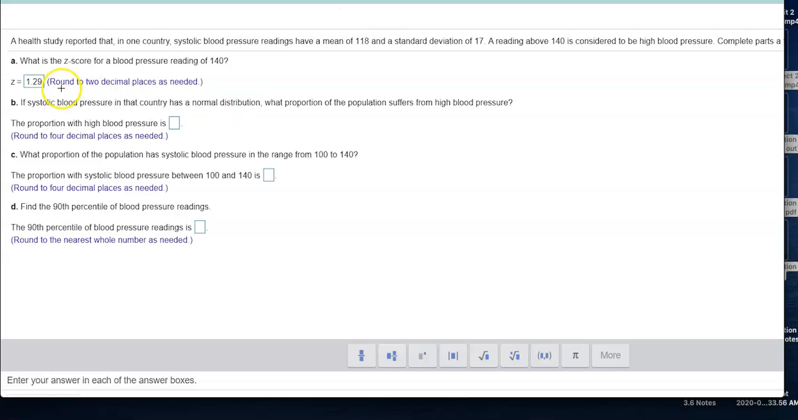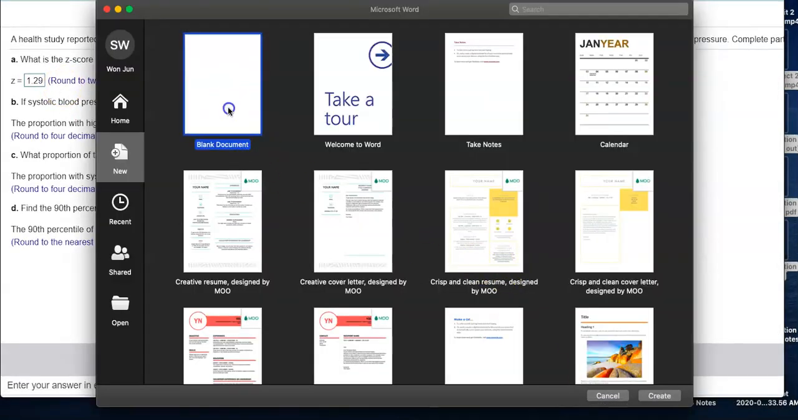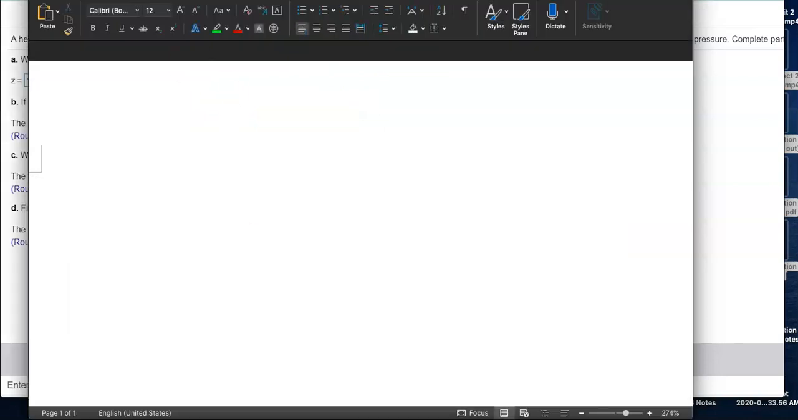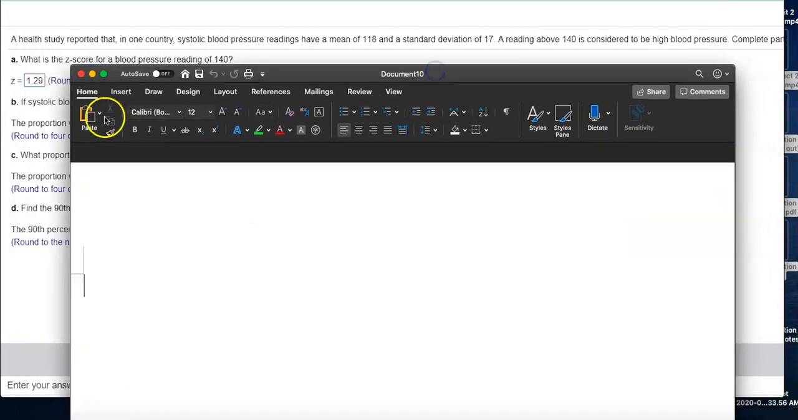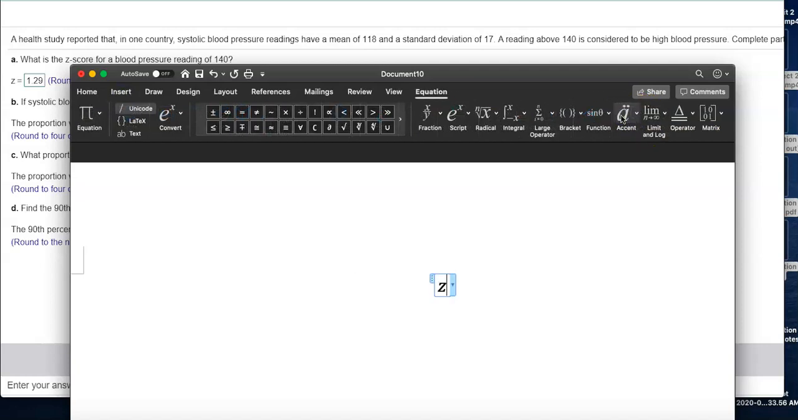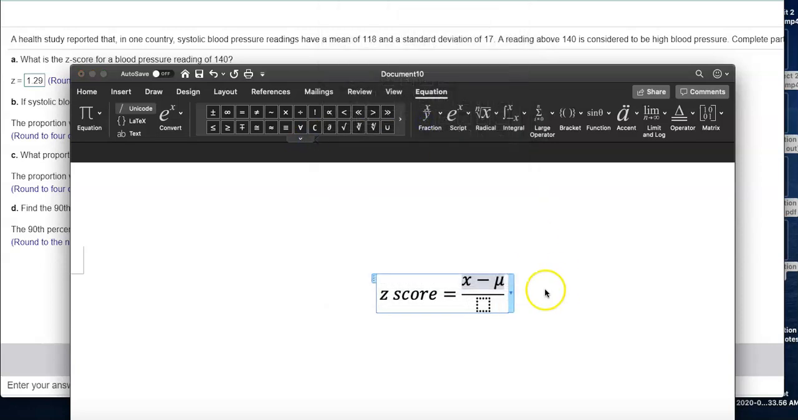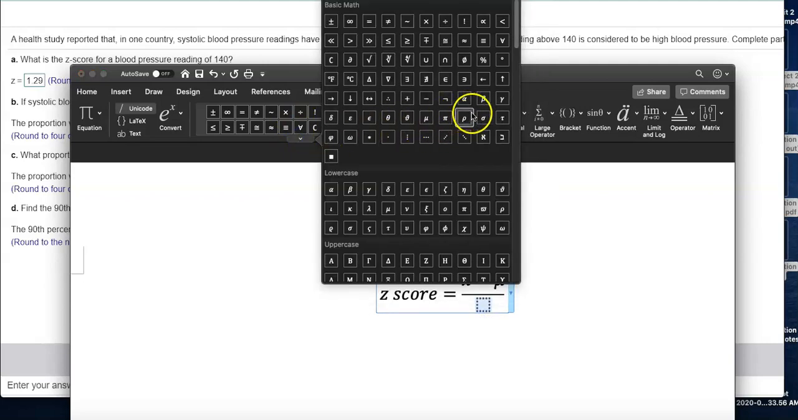Looks like you found that z-score is 1.29. Let's double check it. So I'm going to go ahead and open up a blank Word doc so that I can type the z-score formula. Z-score equals x minus the mean divided by the standard deviation, right? Where you see the symbol, right there.